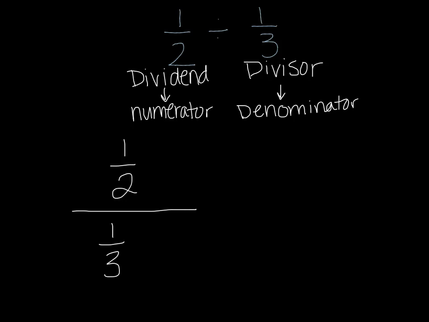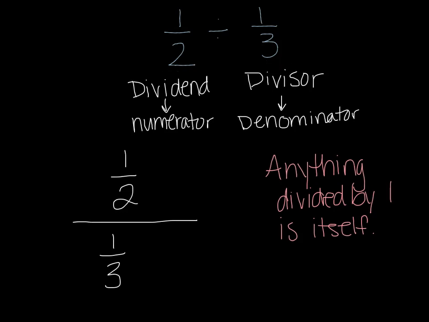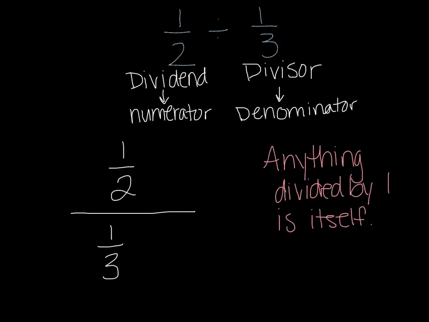Something else we always know is that anything divided by 1 is itself. The way we're going to simplify this fraction is we are going to set this fraction, the whole thing, over 1. So then we can just focus on the numerator instead of having fractions within fractions.